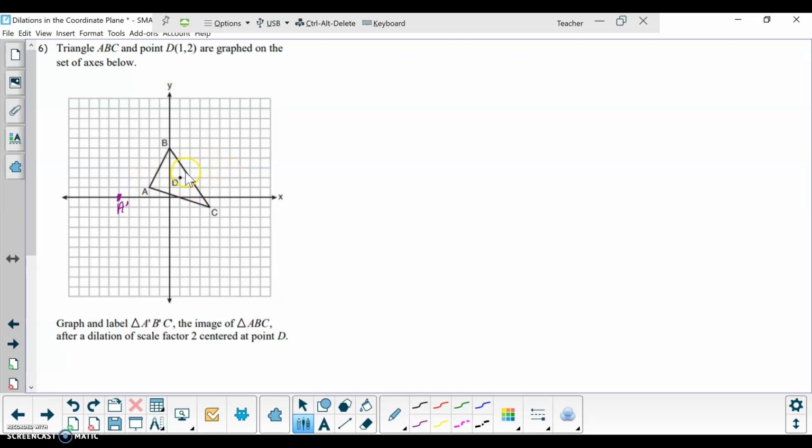To get from D to B, I'm going up 3 to the left 1. So I'm going to double that. I'm going to go up 6 to the left 2. So this right here is B prime. To get from D to C, I'm going down 3 to the right 3. So I'm going to double that. I'm going to go down 6 and to the right 6.